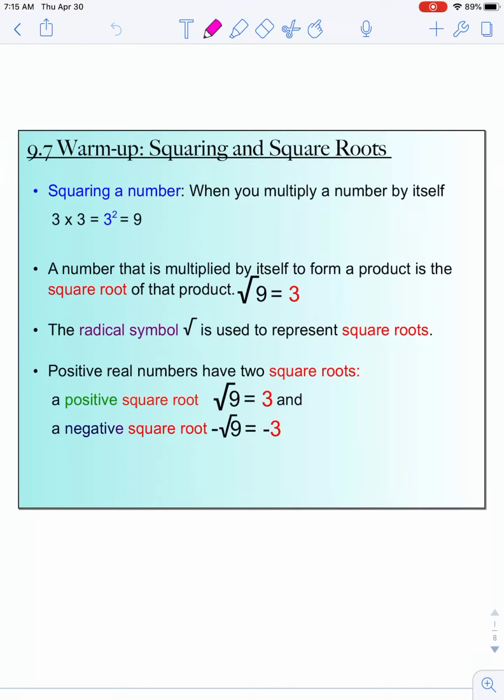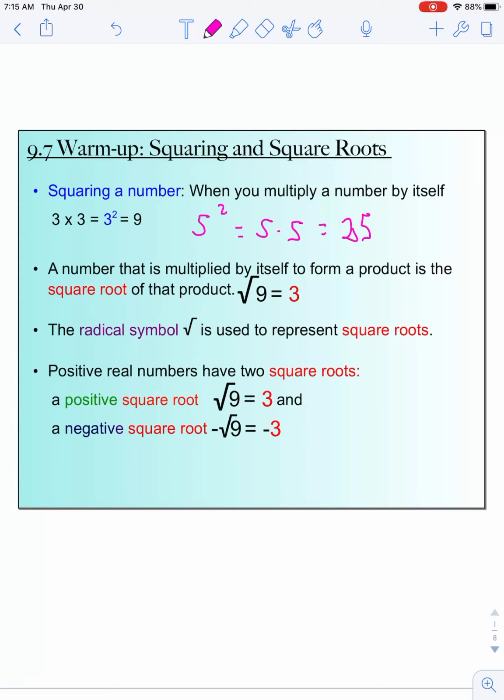Hello everyone. Today we are going to work on solving quadratic equations with one last method, and that is to solve using square roots. So just a couple reminders about squaring and square roots. When you square a number, that means you're multiplying by itself. So when we look at the number and we say square 5, 5 squared is 5 times 5, which is equal to 25.